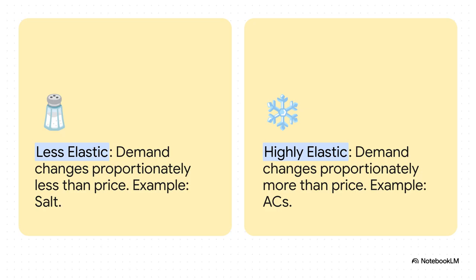Now let's step back into the real world. For everyday goods, we usually compare less elastic goods to highly elastic goods. Less elastic or inelastic goods are things like salt or vegetables. The demand changes proportionately less than the price, giving us a steeper curve. Compare that to highly elastic goods, which are usually luxuries like air conditioners or DVD players. In this case, demand changes proportionately way more than the price, which gives us a much flatter curve.